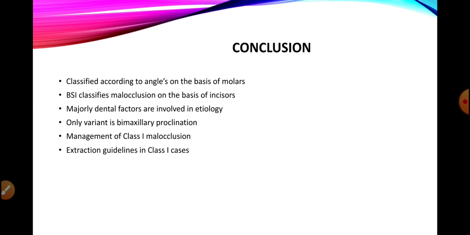Majorly, when we talked about the etiological factors, the dental factors are the factors that are majorly involved in class 1 malocclusion. The variant in which there is a soft tissue etiology is bimaxillary proclination. Then we talked about the management of class 1 malocclusion. We discussed the management of spacing, and then the vertical discrepancies, that is open bite and deep bite, and the transverse discrepancy, that is cross bite and midline. We discussed the midline diastema, and then we talked about the crowding. All of the management of class 1 malocclusions are dealt with, and then we talked about the extraction guidelines in mild, moderate, and severe cases.